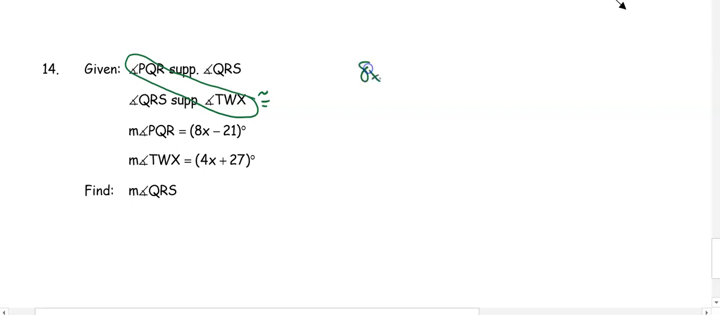In 14, PQR is supplementary to QRS. QRS is supplementary to TWX. So these two angles then, because they're supplementary to the same angle, they're going to be congruent. So if PQR is equal to 8x minus 21 and TWX is equal to 4x plus 27, we want to find x first. So 8x minus 21 equals 4x plus 27. We get 4x equals 48. So when we divide, x is 12.